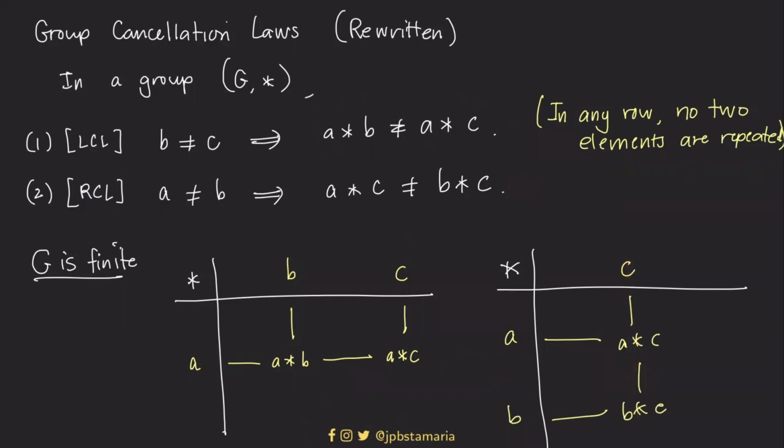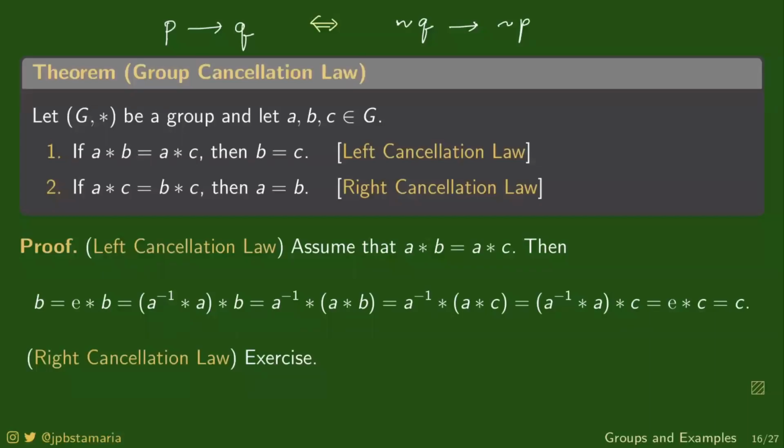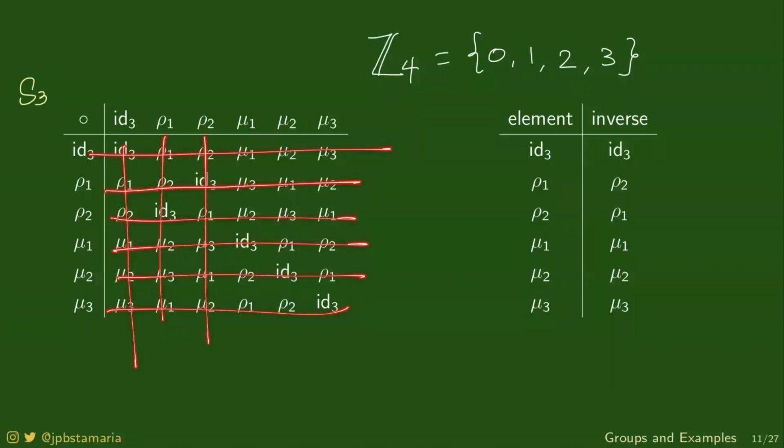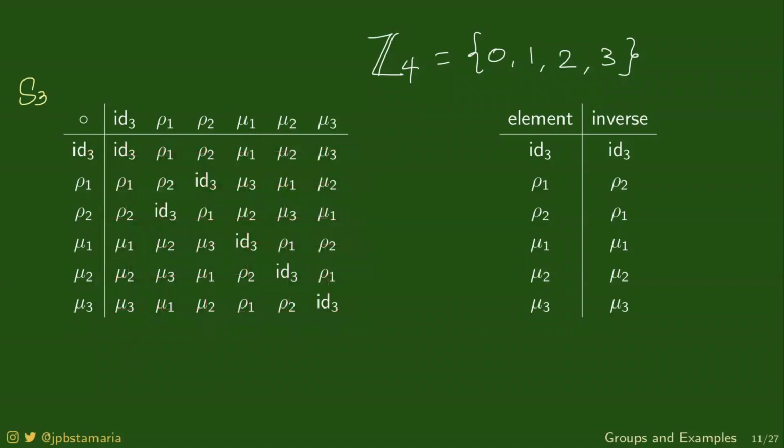That's why in any group table that we have considered, you will see that no elements repeat in any row or in any column. For example, let's just take S3. This is the group S3, the symmetries of an equilateral triangle, if you can remember. You will see no row or column where elements are being repeated.